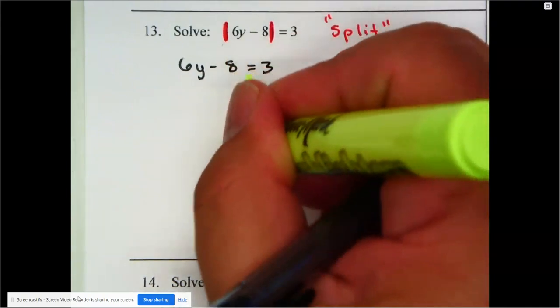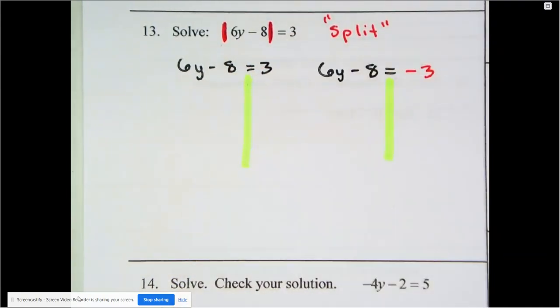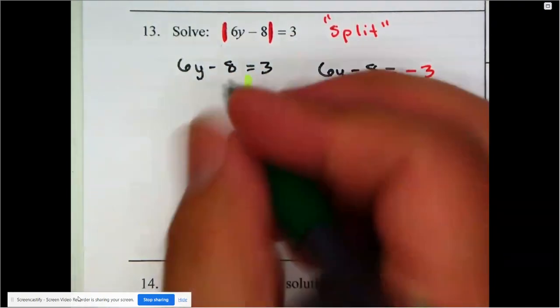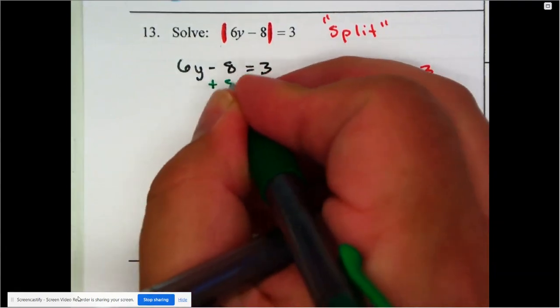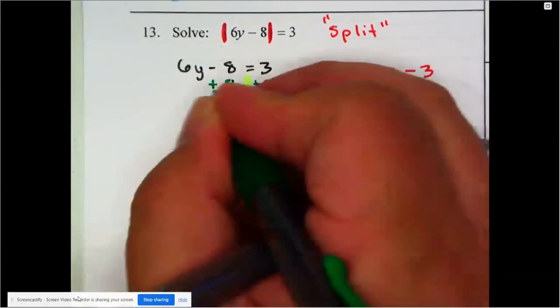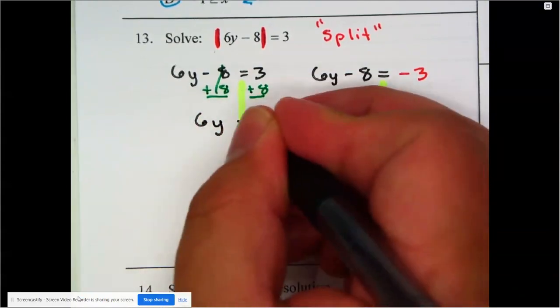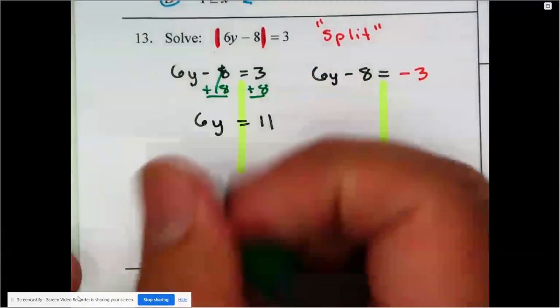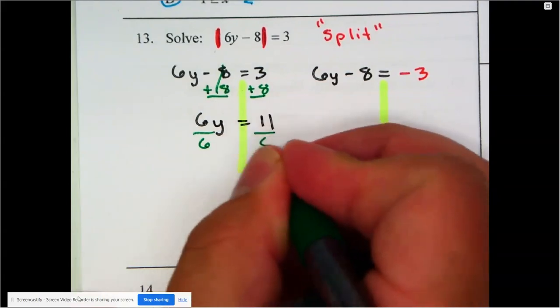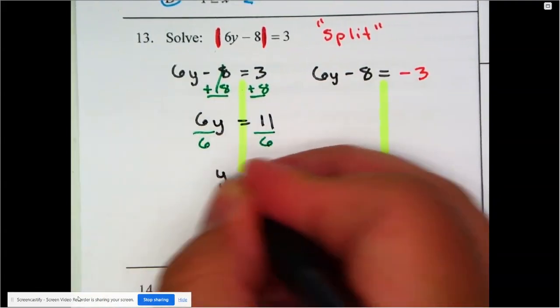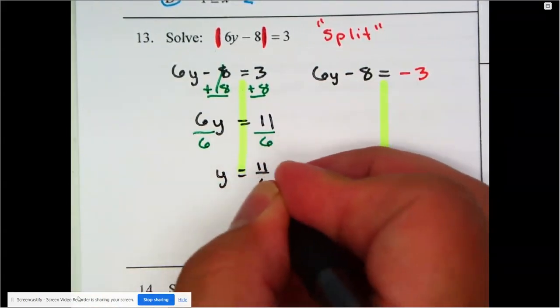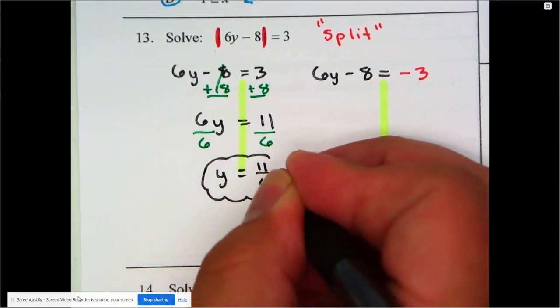We highlight, write down the equal sign, and here comes the work. We add the 8 to both sides. So 6y is equal to 11. We divide by 6, and just remember, if it doesn't divide nicely, that's okay. Just leave your answer as 11/6. So there's one of my answers.